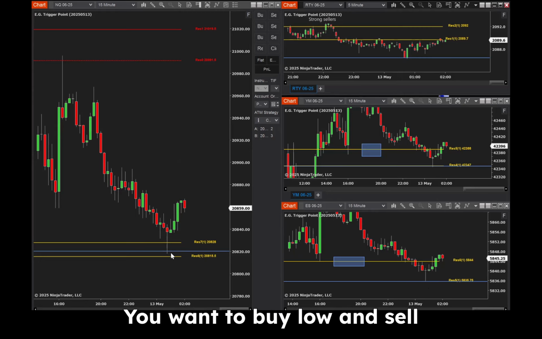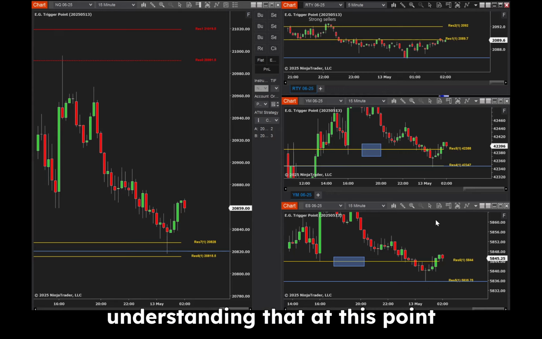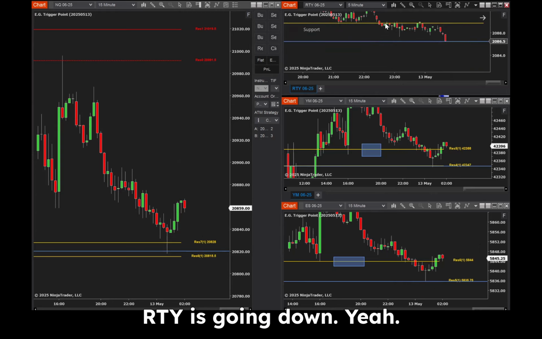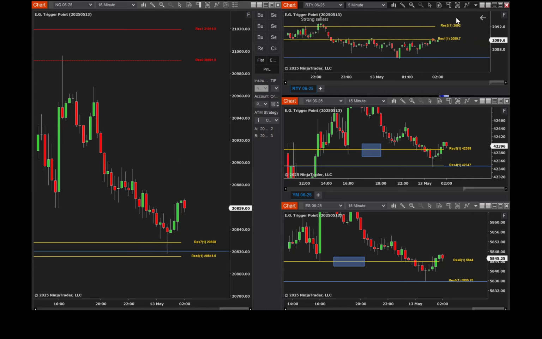You want to buy low and sell high. To buy low and sell high, looking at correlated instruments, understanding that at this point, it does not make any sense to say RTY is going down. Traders say RTY is going down here at this point. No, RTY is not going down. RTY went down, but now it will get back up.